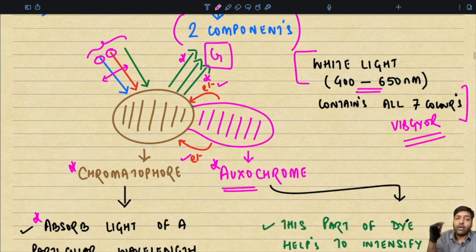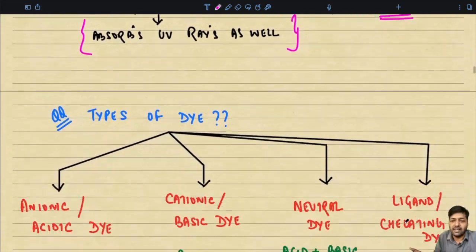The chromophore helps in absorption of light of a particular wavelength and emits the rest of the light, which gives the color to that particular dye. The auxochrome is the component which helps the chromophore absorb more light, thus increasing the intensity of the color. I hope this portion is clear.